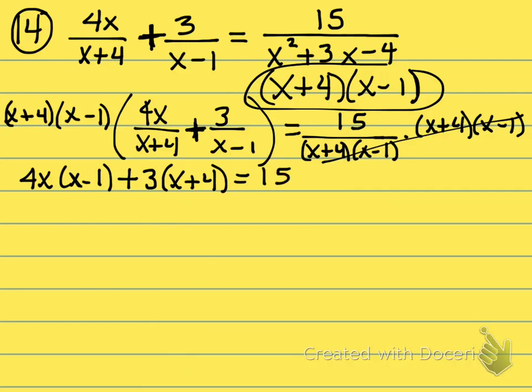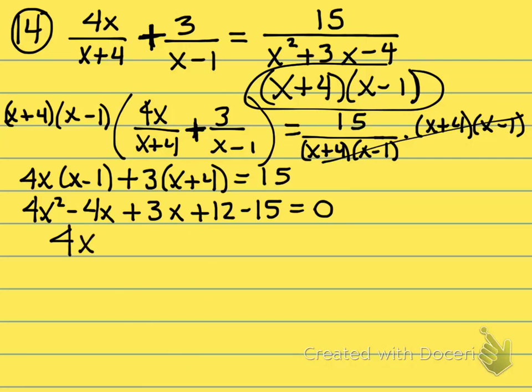So then, when we distribute everything out, we have 4x squared minus 4x plus 3x plus 12, and we're going to bring that 15 over all in this step. So that would be minus 15 equals 0. And we get 4x squared minus x minus 3 equals 0.